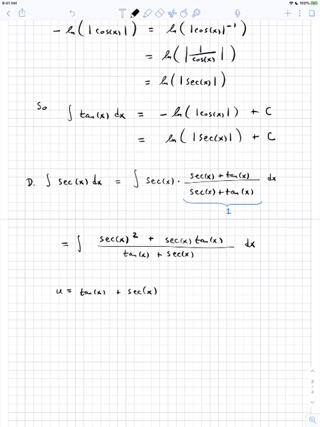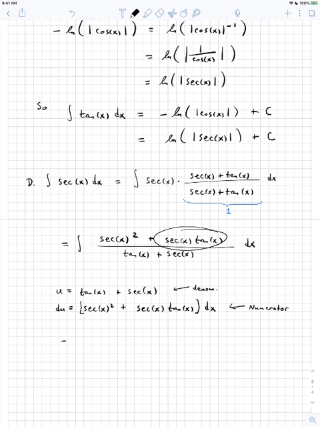Once you have that, the next thing to compute is du. Well, what's the derivative of tangent? The derivative of tangent is secant squared, which just happens to be in the numerator. Secant x squared. Plus the derivative of secant next. Well, the derivative of secant is secant times tangent. And of course, all of this times dx. So now we notice that this is exactly the numerator. And u is exactly the denominator.